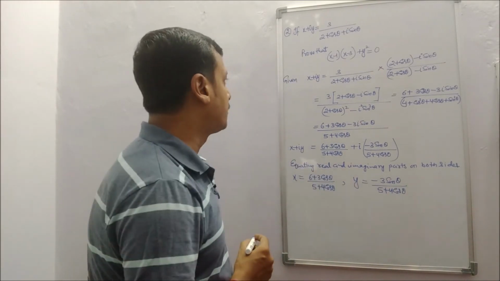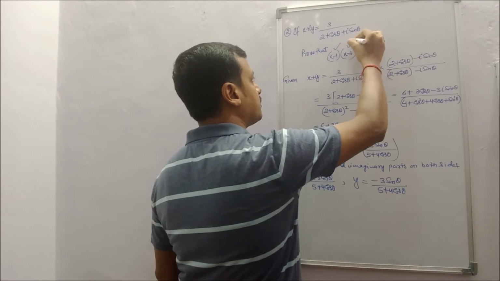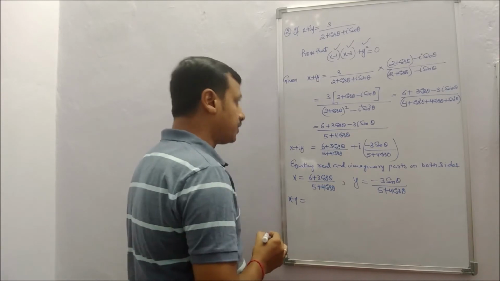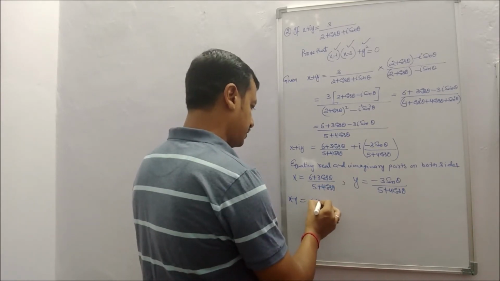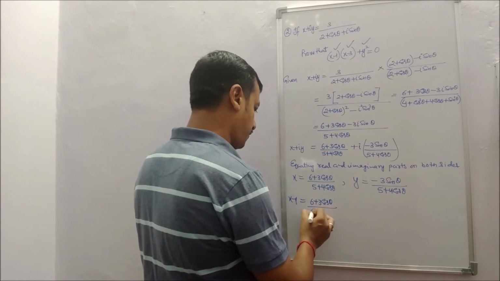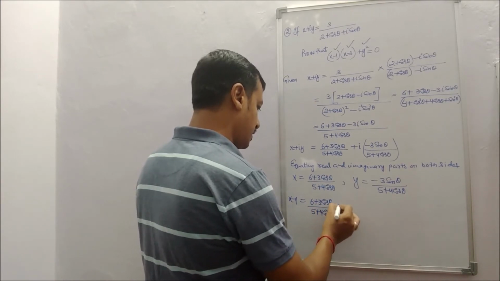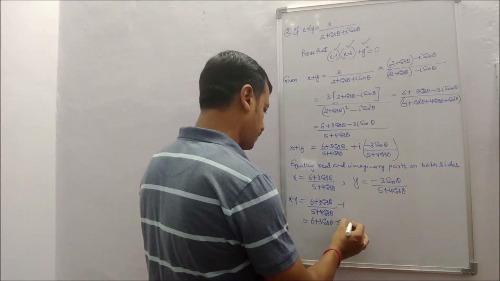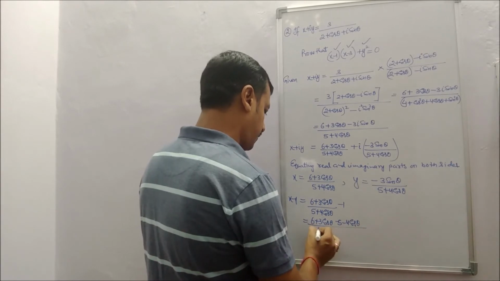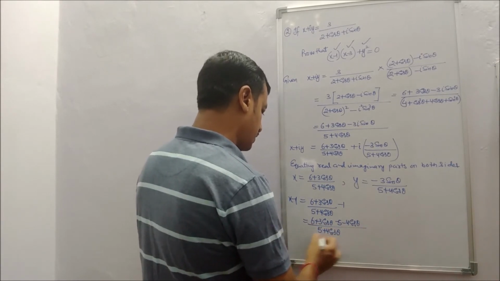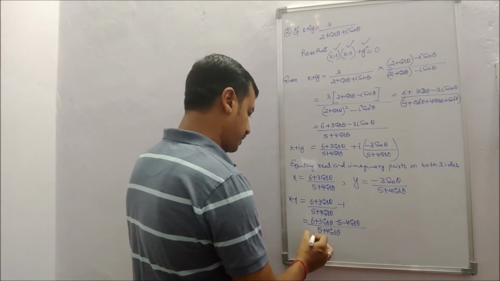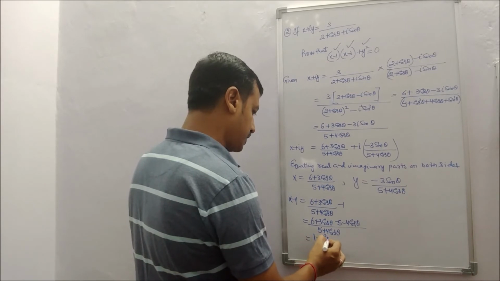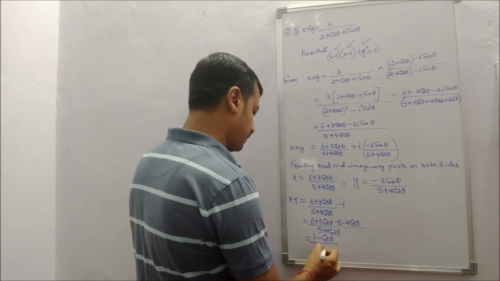Now in the next step we have to find the value of x minus 1, then x minus 3 and y square. So x minus 1 is equal to (6 plus 3 cos theta) divided by (5 plus 4 cos theta) minus 1. So it is 6 plus 3 cos theta minus 5 minus 4 cos theta divided by 5 plus 4 cos theta. So it will be 6 minus 5 is equal to 1, and 3 cos theta minus 4 cos theta, that is minus cos theta, divided by 5 plus 4 cos theta.